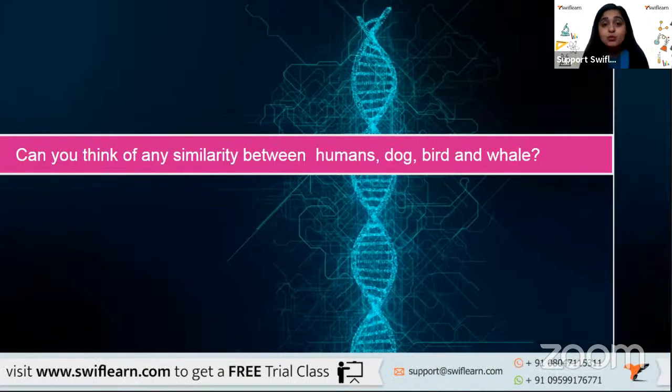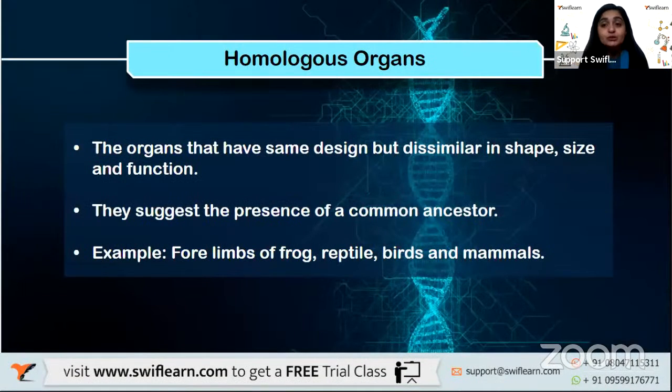Let us read in more detail how these different species can relate to each other. So that is known as homologous organs. The organs that have the same design but are dissimilar in shape, size, and function. They suggest the presence of a common ancestor. Example, the limbs of frog, reptile, birds, and mammals.